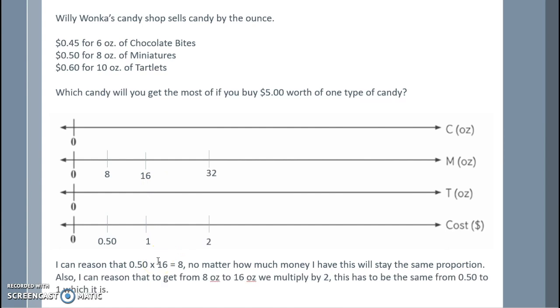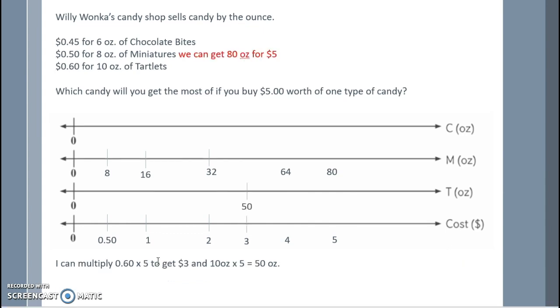So $2 is 32, $4 is 64, and I know that for every dollar I gain 16 ounces, so 64 plus 16 is 80, and 4 plus 1 is 5. So for $5, I get exactly 80 ounces.